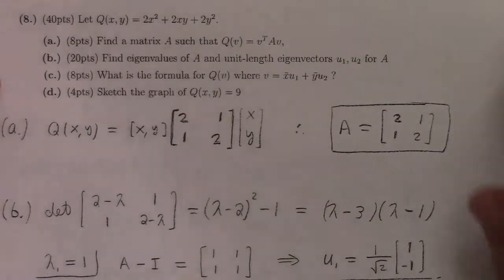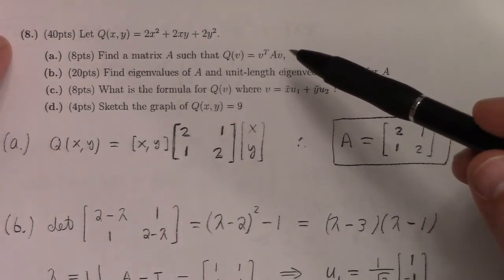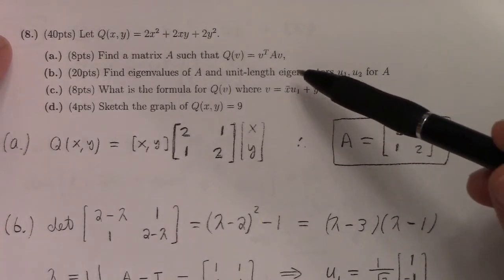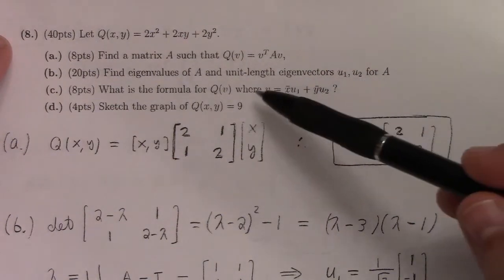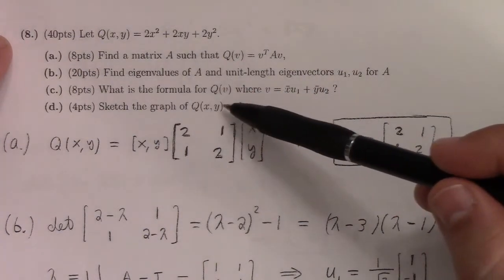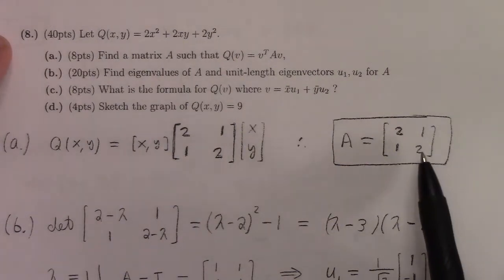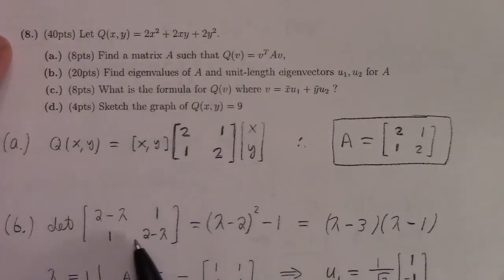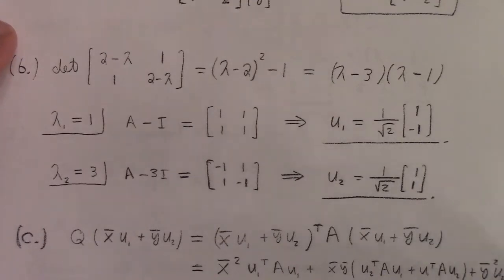Here I give a quadratic form in R2. Instructions: find the matrix, find the eigenvalues and the unit length eigenvectors, and find the formula in eigencoordinates, and sketch the graph for q equal to 9. So that's the matrix. The characteristic equation gives me eigenvalues 1 and 3. For 1, I get this eigenvector. For 3, I get that eigenvector.